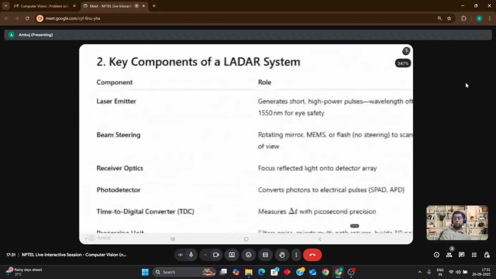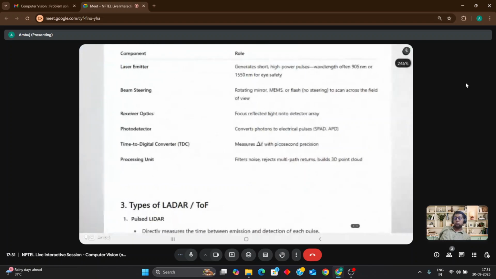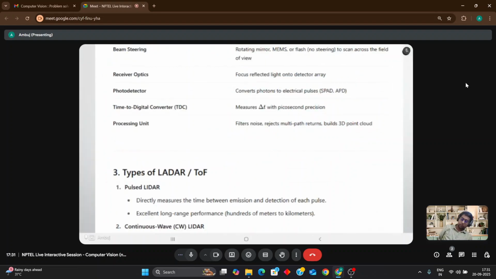So what are the key components of a LiDAR system? First of all is the laser emitter, then beam steering, then receiver optics, then photodetector, and TDC, the time-to-digital converter, then processing. Okay, with that, those are the key components.